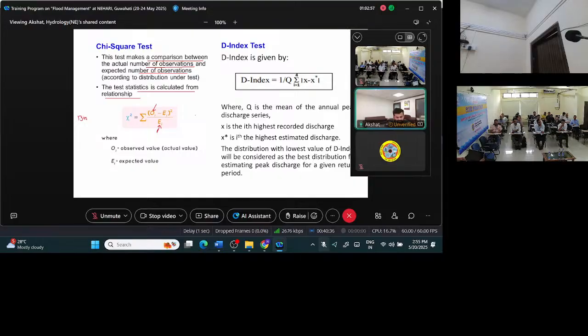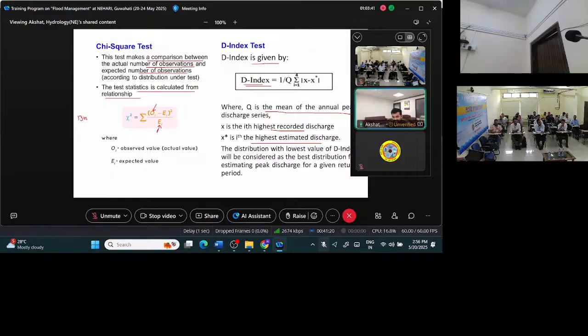This is a simple test which can be performed in Excel. And again, the D-index test is also a simple test which can be performed in an Excel sheet. So, D-index value is computed as 1 upon Q bar, where Q bar is the mean of annual peak, into the summation of highest recorded discharge minus estimated discharge. And we go from first to 6 values or 4 values. Generally, we go for 6 values.